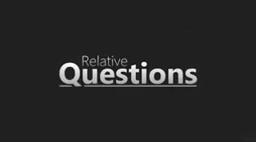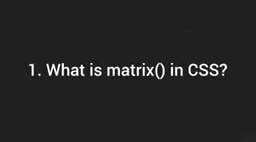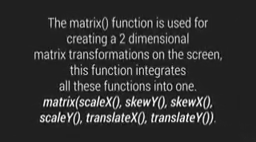Let's talk about the question of what is matrix in CSS. So matrix function is used for creating two-dimensional matrix transformations on the screen. This function integrates all these functions into one.